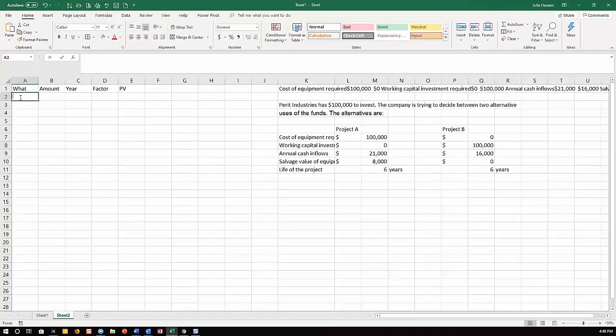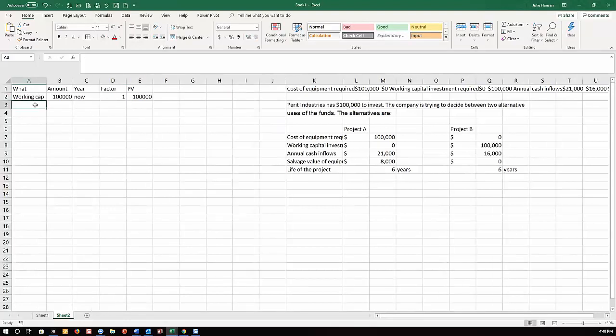So here, this is my working capital, right? It's $100,000, and it's year now, so the factor is 1. So it's basically $100,000. Then I've got annual cash flows of $16,000, and that's going to be years 1 through 6. And what's the factor for that? It's 3.889, if I remember right. So then I'm going to take 16,000 and multiply that times 3.889.